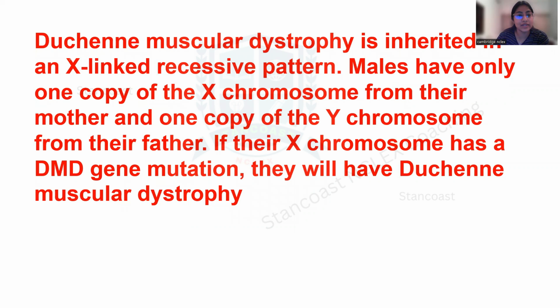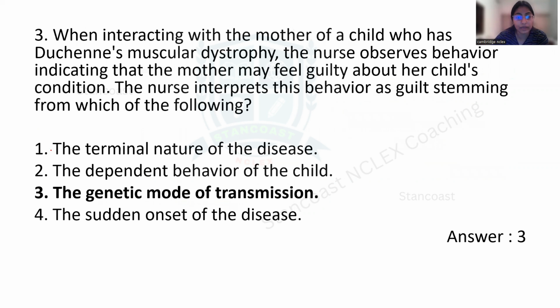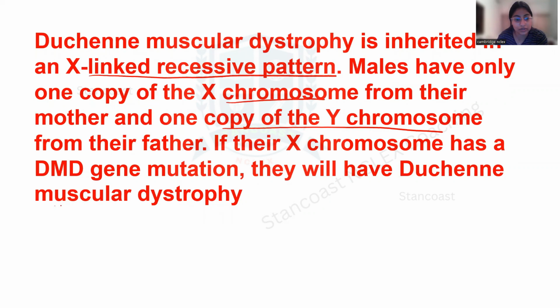So let's read this point. Duchenne muscular dystrophy is inherited in an X-linked recessive pattern. Males have only one copy of the X chromosome from their mother and one copy of the Y chromosome from their father. If their X chromosome has a DMD gene mutation, that is a Duchenne muscular dystrophy gene mutation, they will have Duchenne muscular dystrophy. Okay, that's why the mother will feel guilt about this condition.